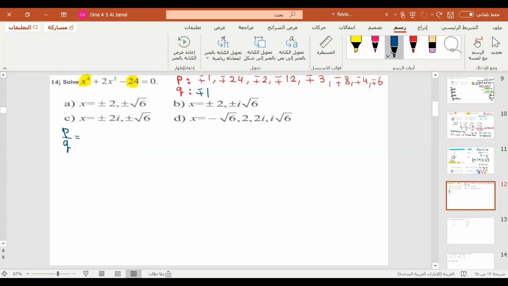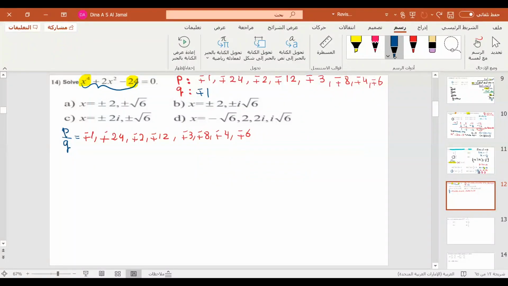And whenever you are dividing the P over Q, it is already divided by 1, so you can write it as it is. Plus or minus 1, plus or minus 24, plus or minus 2, plus or minus 12, plus or minus 3, plus or minus 8, plus or minus 4, plus or minus 6. And you would be starting to substitute in P of x, for example, or f of x, until you are already having your f of x equal to 0, which will prove for you that this is a factor.